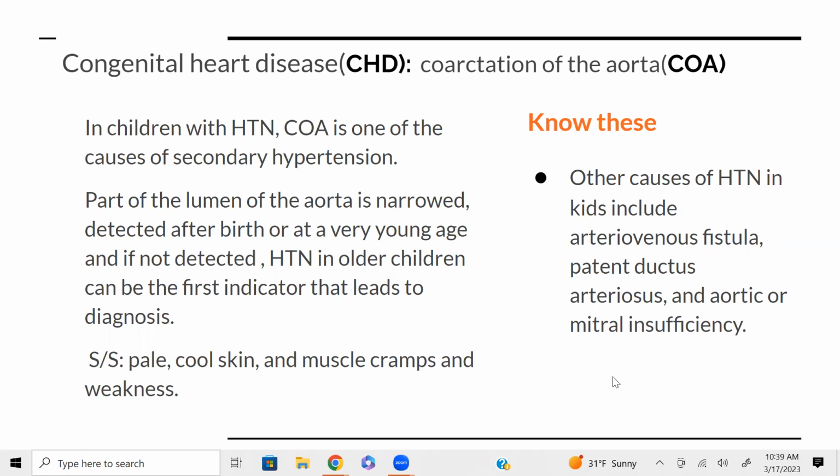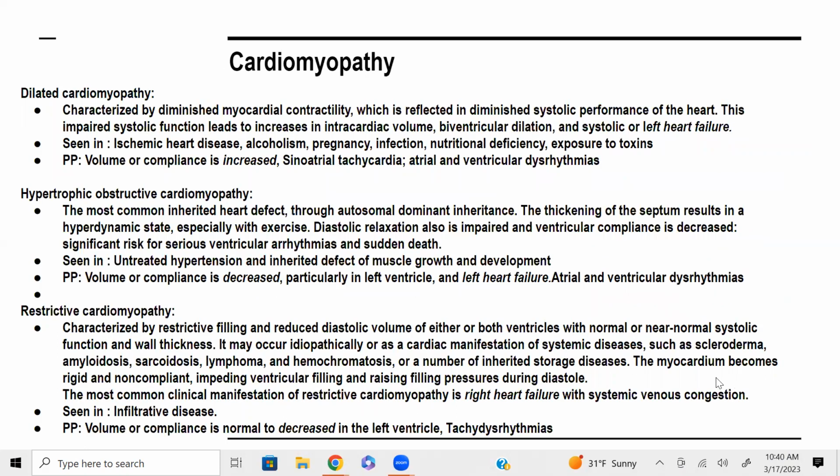So coarctation of the aorta is a secondary cause of hypertension in kids. And here's the pathological reason for that. Study this. Cardiomyopathy. Lately, you will see a lot on the news that younger people are having heart attacks while exercising. These are often not diagnosed until they become really symptomatic or they even die. A lot of times we miss this. So if there is a family history of dilated cardiomyopathy or any cardiomyopathy, it puts the younger generation at higher risk.